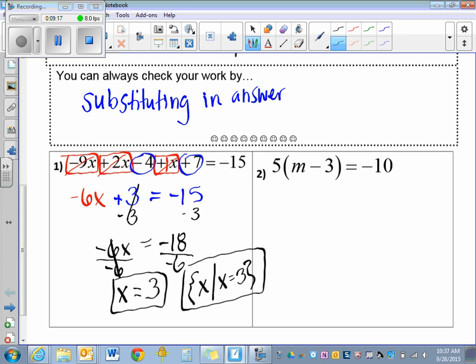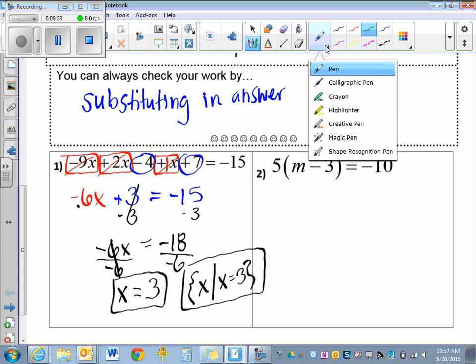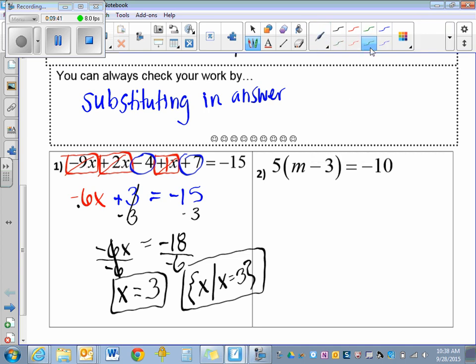Very good. So notice this great big complicated problem, after combining those like terms, became something not so bad. Questions on that? All right, I'm going to show you 2 different ways to do number 2, because we can go ahead and distribute this out, or we could actually use division. So I'll show you both and then let you decide which one you like better.